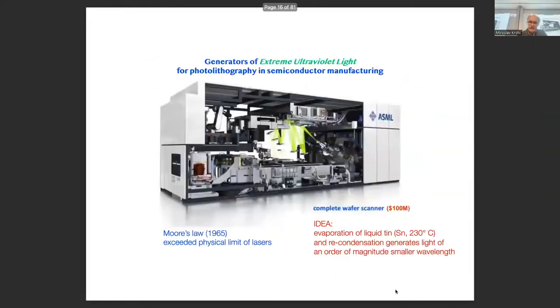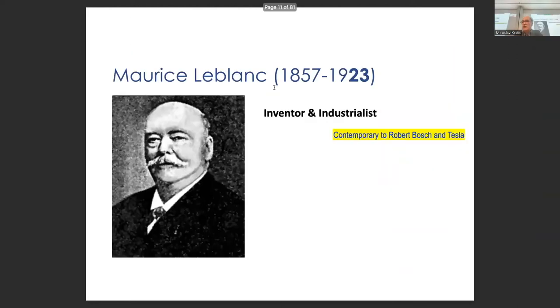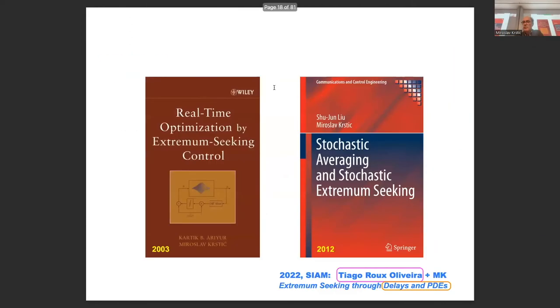So let me now briefly remind you of the diagram from here. This is a diagram that ensures exponential convergence of this estimate theta to the peak, or to the very, very near vicinity of the peak of this map. The objective is to go from an exponential rate to finite time convergence.